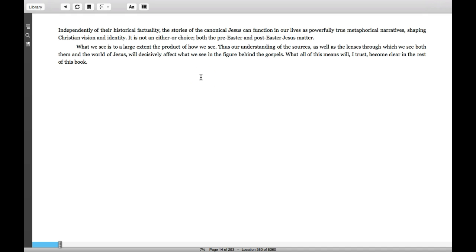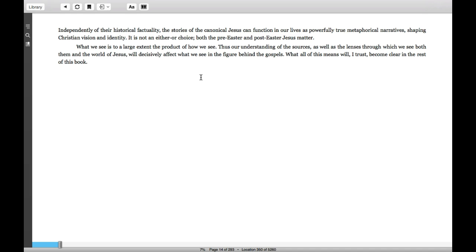Thus, our understanding of the sources as well as the lenses through which we see both them and the world of Jesus will decisively affect what we see in the figure behind the Gospels. What all of this means will, I trust, become as clear as the rest of the book.